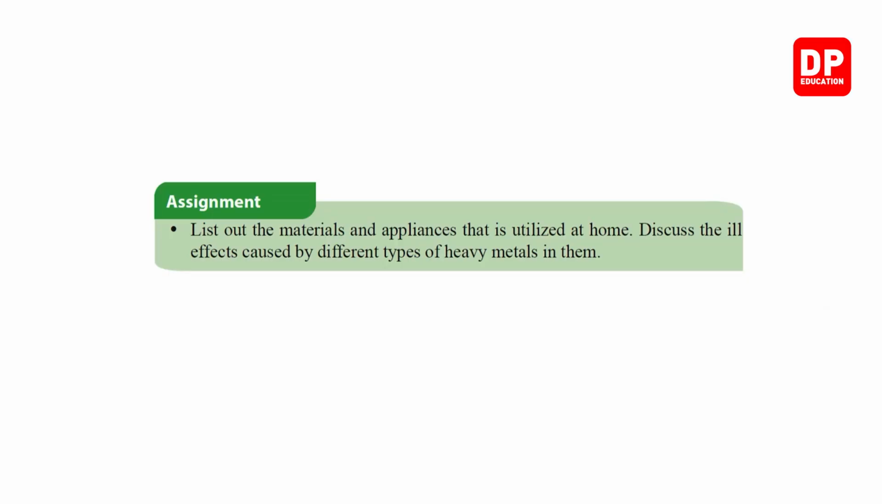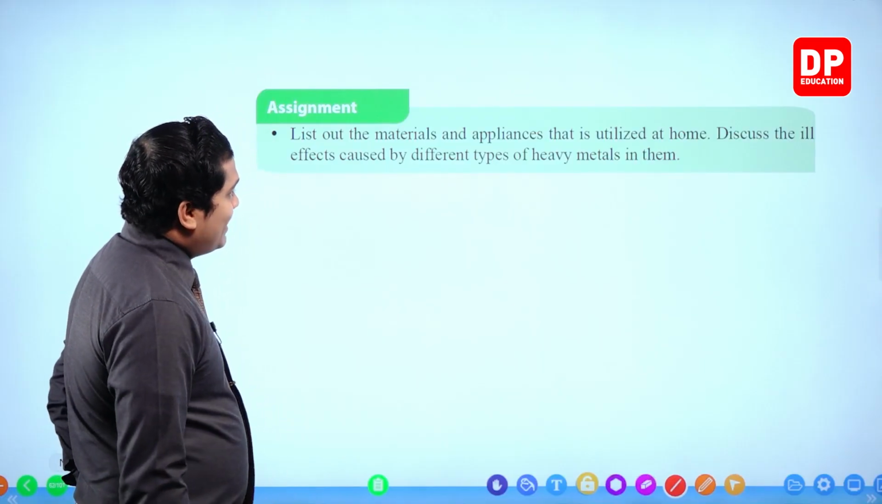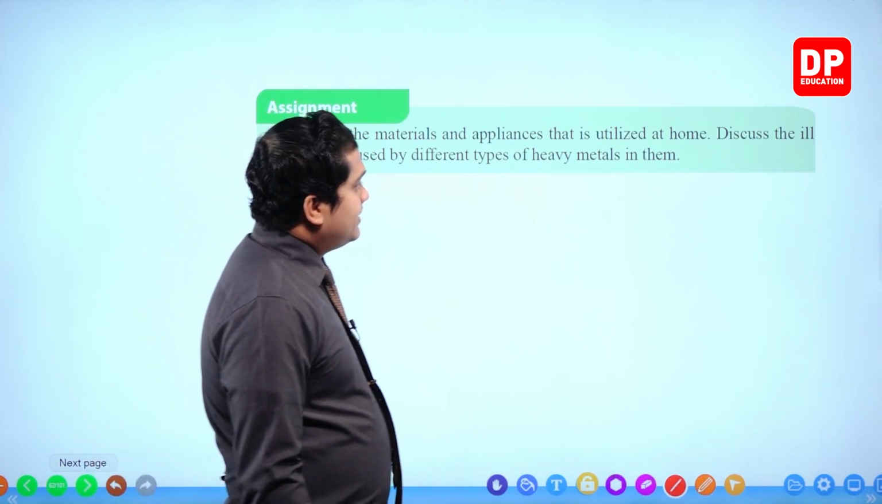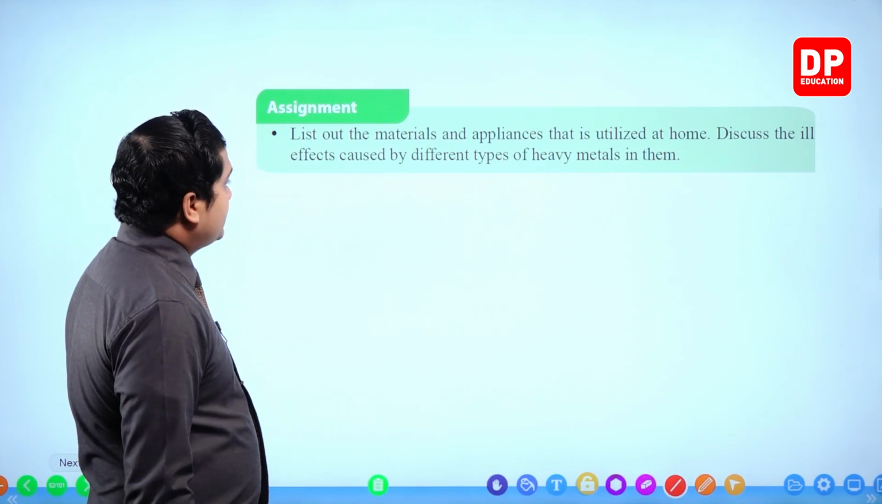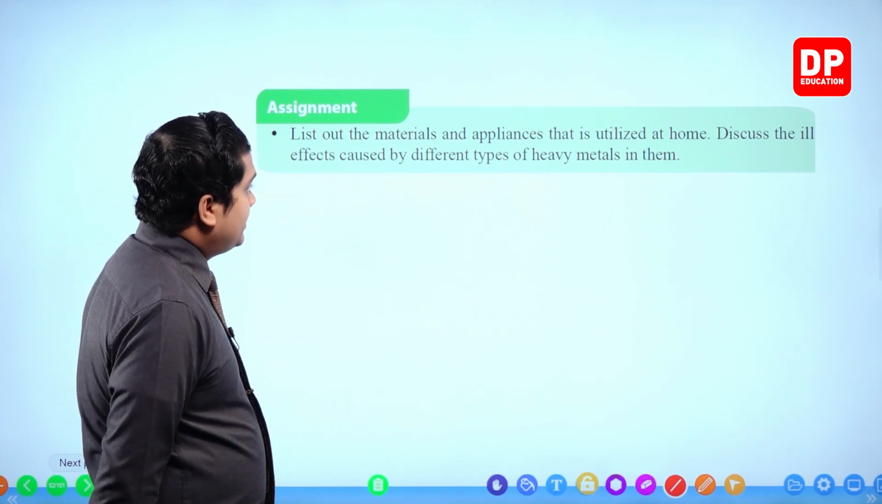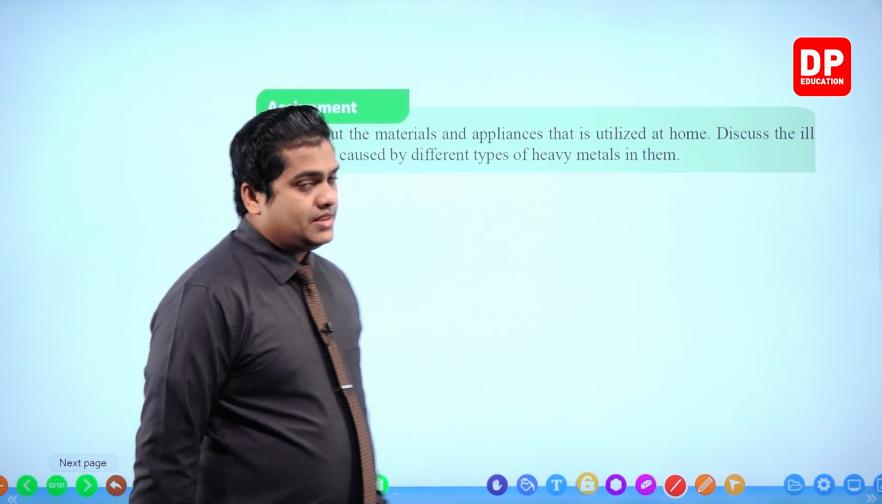Right then. So you are given an assignment. What is the assignment? List out the materials and appliances that are utilized at home. Discuss the ill effects caused by the different types of heavy metals in them.